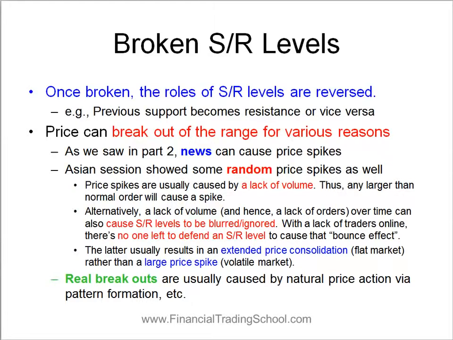Hence, the roles of the levels are reversed. Now, as for price breaking out of a range, this can happen for various reasons. As we saw in part 2, news can cause a price spike, which happened around 8:30 when that news came out. I think it's core retail sales or something that came out around 8:30, and that caused the news spikes.